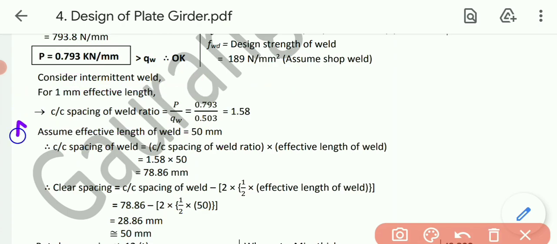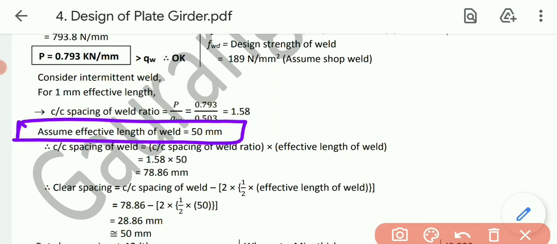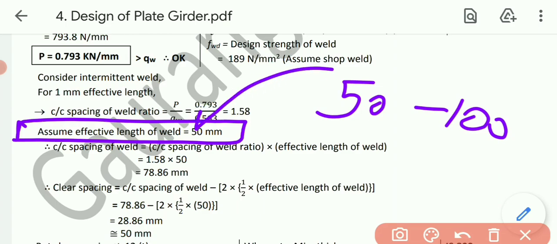Now let's assume the effective length of weld. You can assume this length between 50 to 100 mm. I have assumed 50 mm right now over here. In the unstiffened plate girder I had assumed 100 mm as well. You can assume any of these.